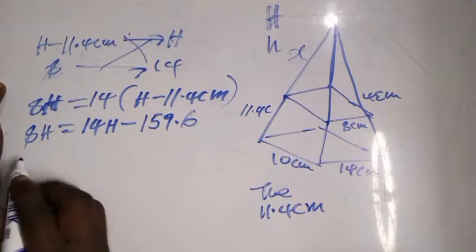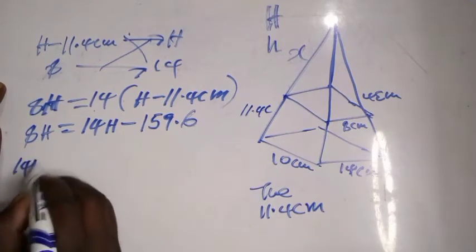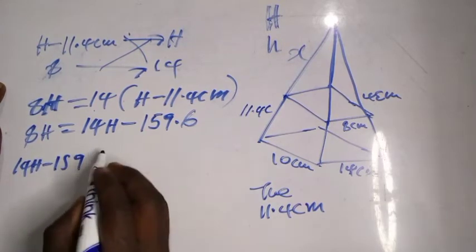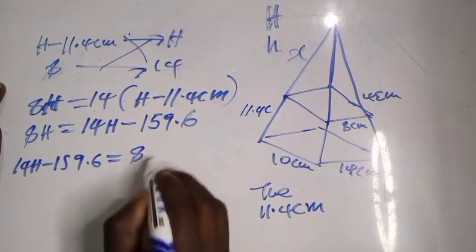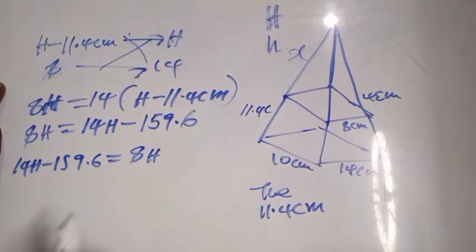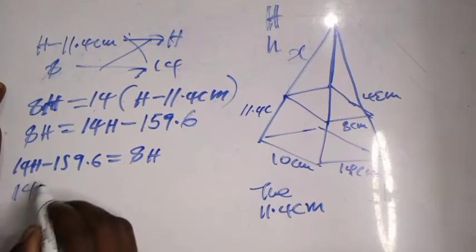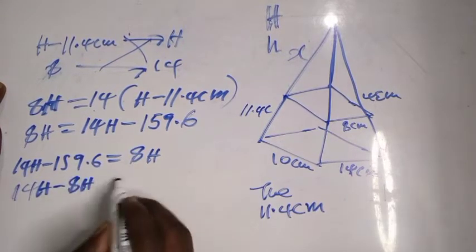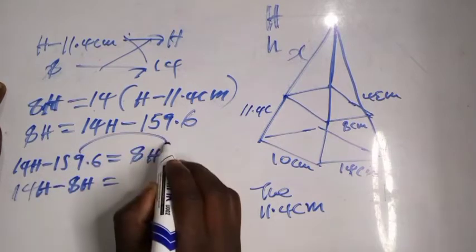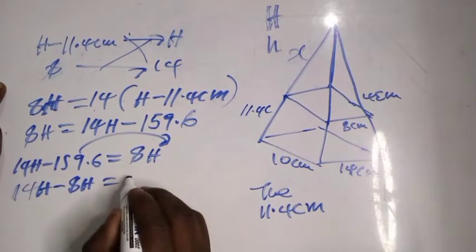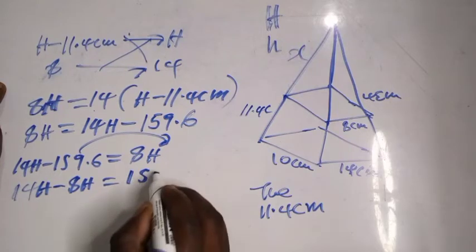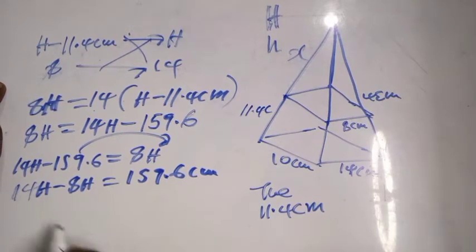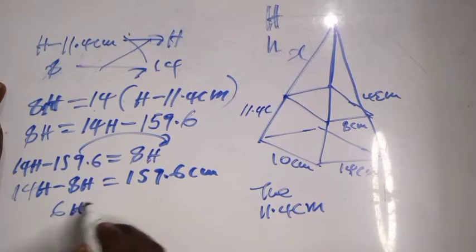Then let's take this one as the subject of the formula. Then it will be 14h minus 159.6 is equal to 8h. Then let's collect the like terms. Then it will be 14h minus 8h, which is equal to, then this one when it crosses the equal sign it will be positive, because here there is negative, so it will be plus 159.6 centimeters.